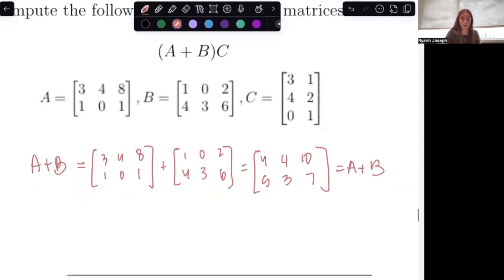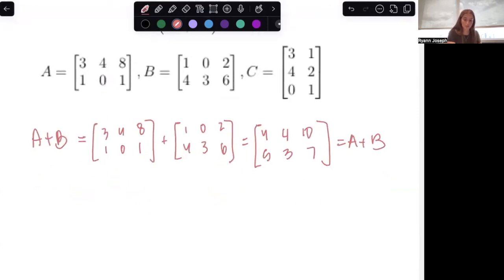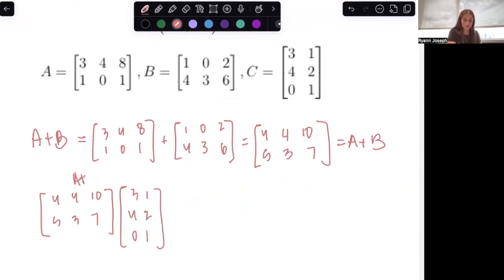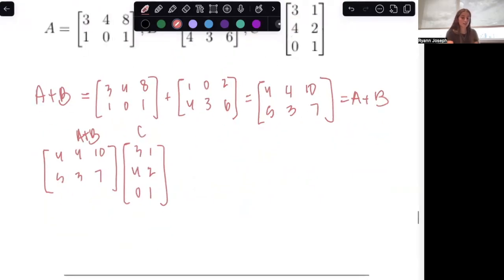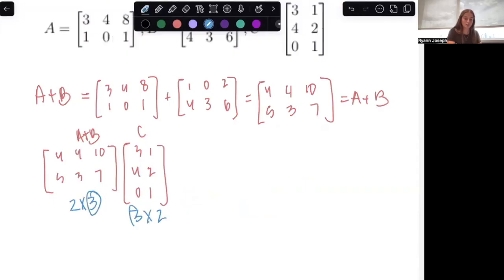Now I'm going to multiply. So now I have A plus B. So A plus B is 4, 4, 10, 5, 3, 7. That times C. So 3, 1, 4, 2, 0, 1. This is A plus B times C. Checking again. This is a 2 by 3. This is a 3 by 2. These are the same. Therefore, this is defined and it's going to be a 2 by 2. So A plus B times C is a 2 by 2.